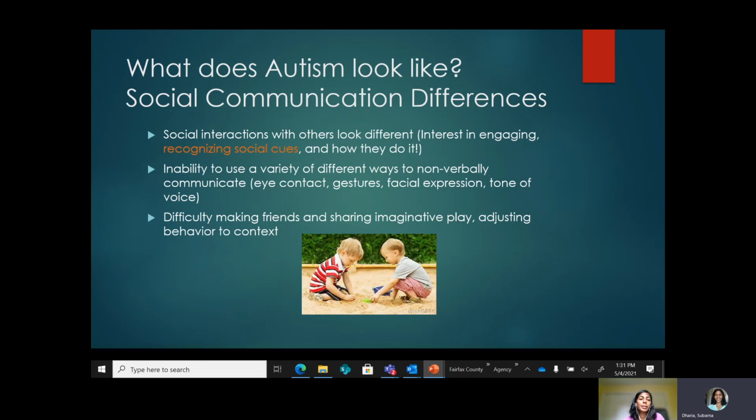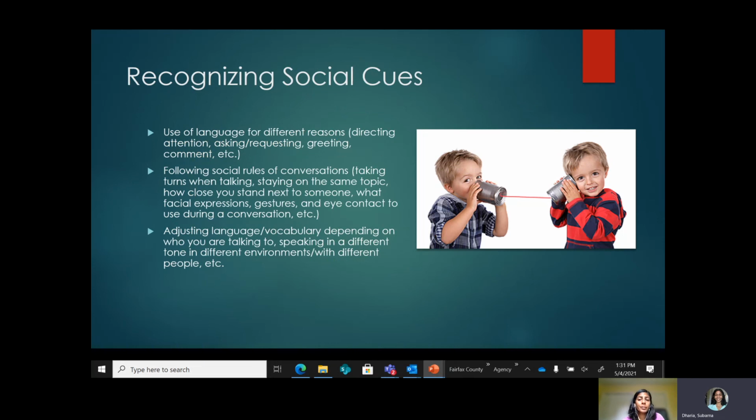So let's look a little bit more deeply at recognizing social cues. This is also called pragmatic language. Social cues are not just that you have to pay attention to what that other person's face is saying, not just what their verbal message is, but it's also the ability to use language for different reasons. So not just using words when they see objects in their environment and labeling them, or not just using language to request something that they really want, but for a variety of different ways.